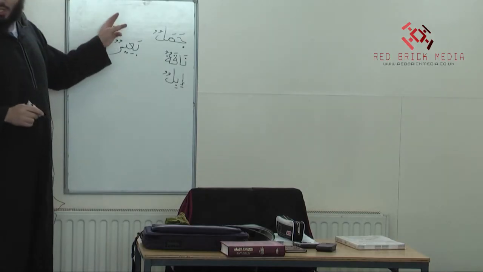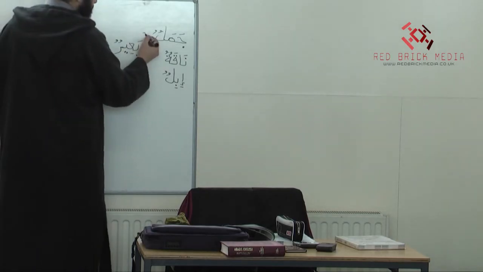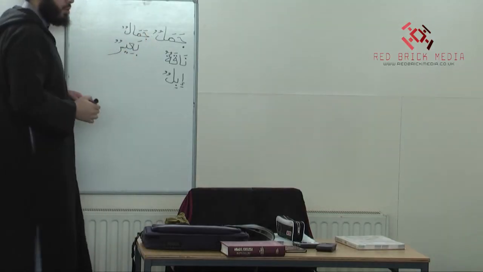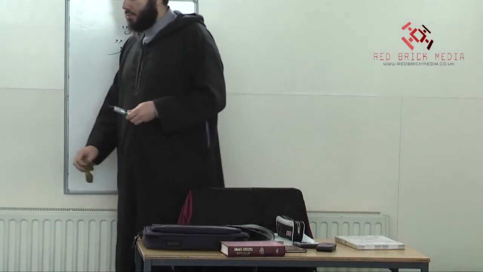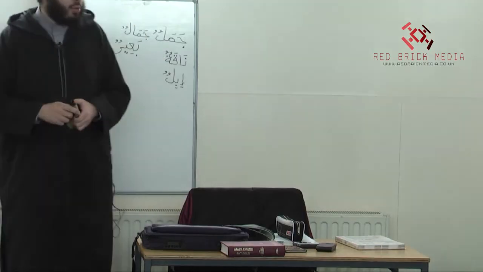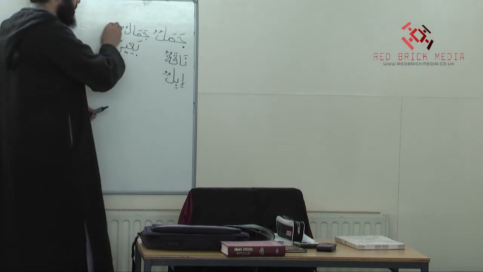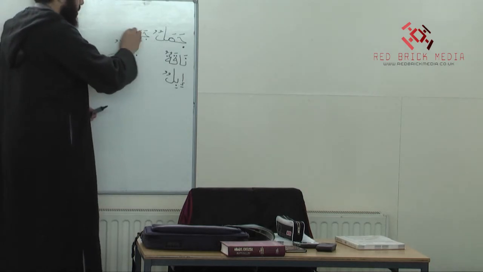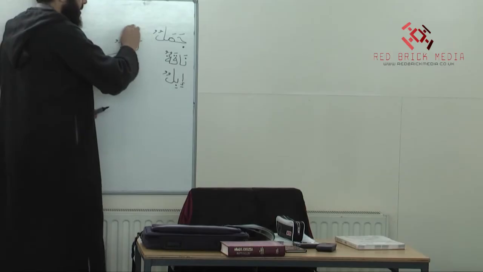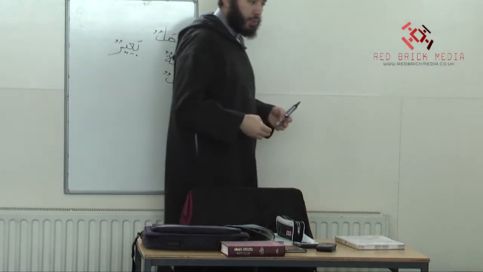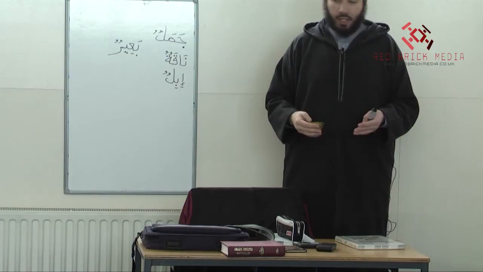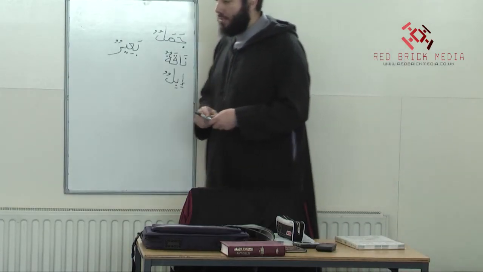Just be sure when you say Jamalun, don't make it too long, okay? Because Jamalun with the alif means beauty. The Prophet ﷺ said, a woman can be married for four things. Li jamaliha, he mentioned one of them: for her beauty.